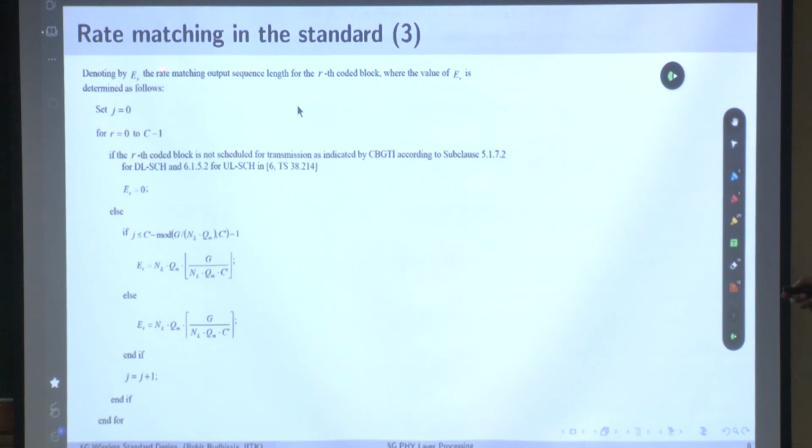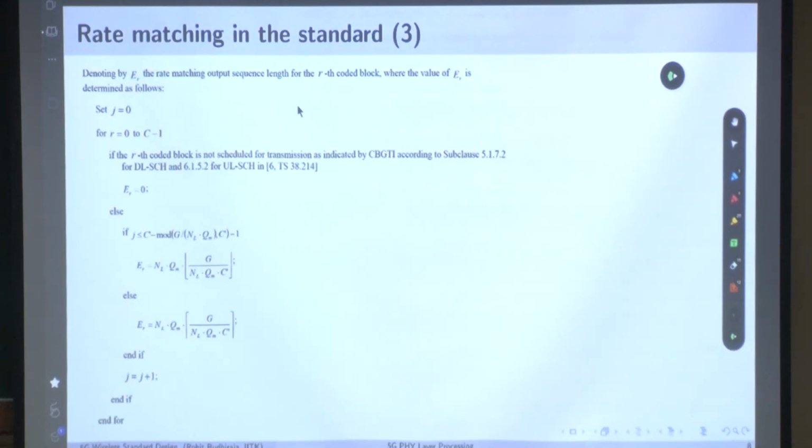Okay, denoting the E_r, the rate matching output sequence for the rth code block, where the value of E_r is determined as follows. All these instructions are only there to calculate the value of E. It has to take care of MIMO and certain other things also which I have not even taught you. But for each of these code blocks, r is equal to 0 to C minus 1, this needs to be calculated.